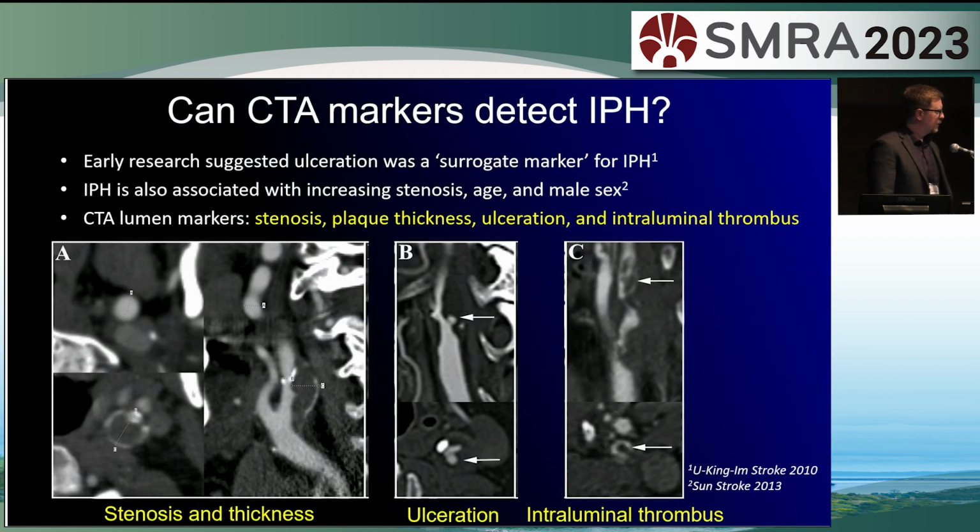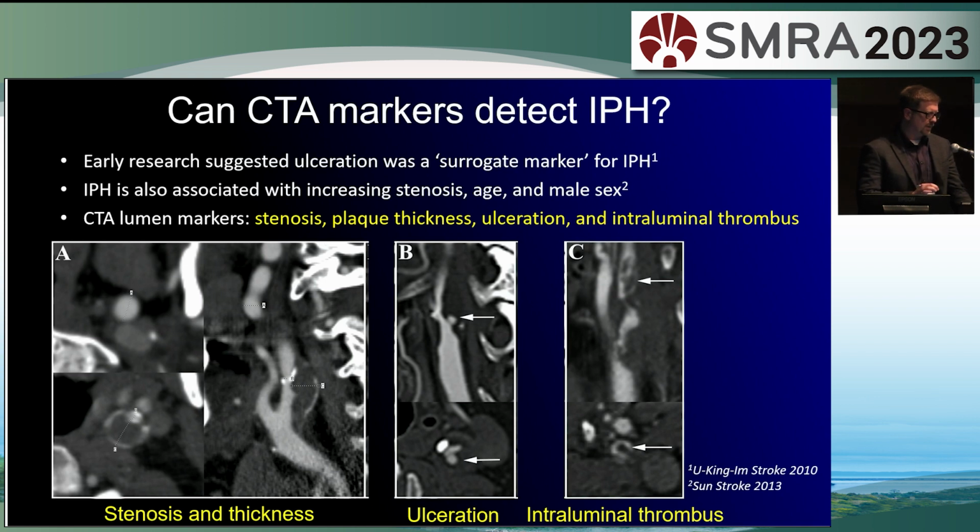One question we had early on is we perform a lot more CTAs than MRIs, and can you use CTA markers to detect plaque hemorrhage? One of the earlier studies suggested that ulceration could be a surrogate marker, but then further research showed that you could get intraplaque hemorrhage with increased stenosis, age, and just being male. So we took a look at this with a few hundred patients that underwent both CTA and MRI with Dr. Laura Eisenmenger.